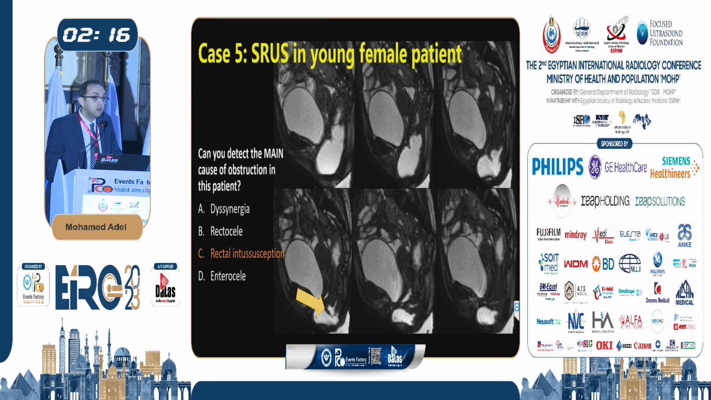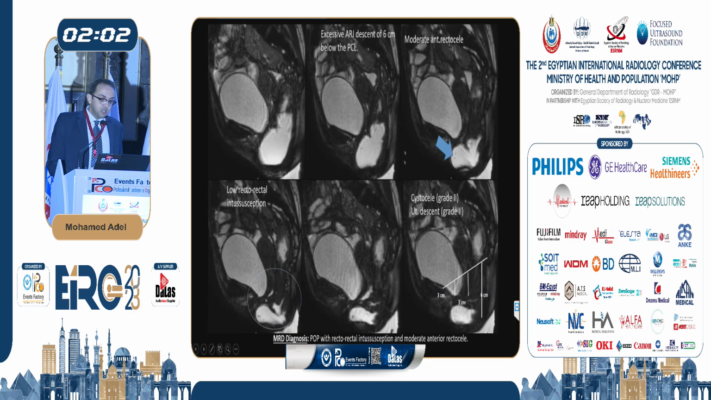Sometimes with solitary rectal ulcer, patients can present with some sort of secretions, not necessarily just obstructed defecation. She had bleeding and secretion. But on MRI, there was clearly a pathology that had to be corrected. So if you look at this patient, there's excessive descent of the anorectal junction below the PCL, there's also a moderate anterior rectocele associated with a low rectorectal intussusception. Associated with that, the patient had a pelvic organ prolapse. I mean, it's very mild. It was grade 1, just 3 centimeters below the PCL, but it is relevant for the patient complaint.